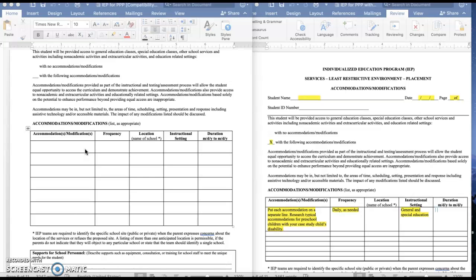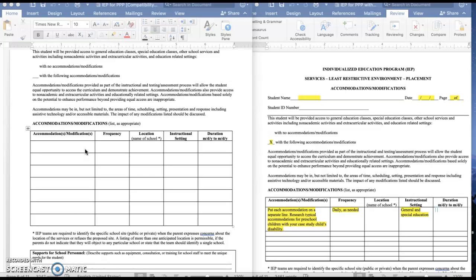That is something that we would not want to put in a legal document, because if you put working one-on-one with the teacher, number one, that's an instructional strategy. So you're not putting instructional strategies in here, but also this is a legal document. So if you put in one-on-one working with the teacher, then there needs to be a one-on-one aide that goes with that child at all times.